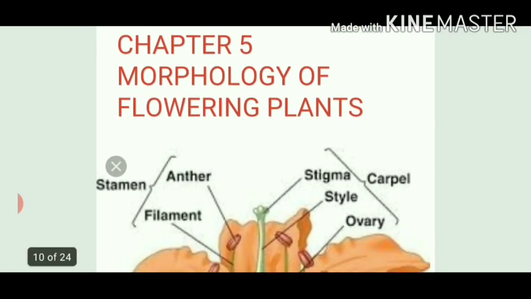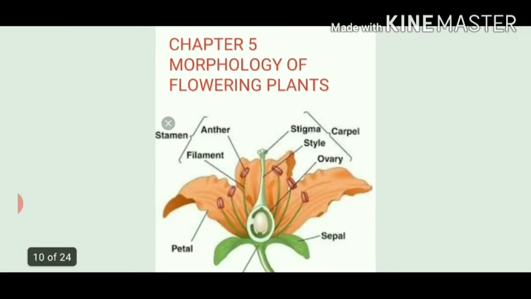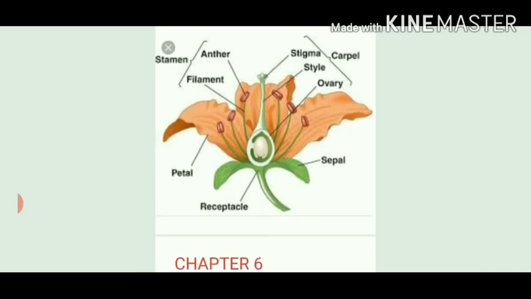Chapter number 5 talks about the morphology of flowering plants, in which we will study how plants develop the fruit inside and its different parts, about pollination, fertilization, and embryo development.